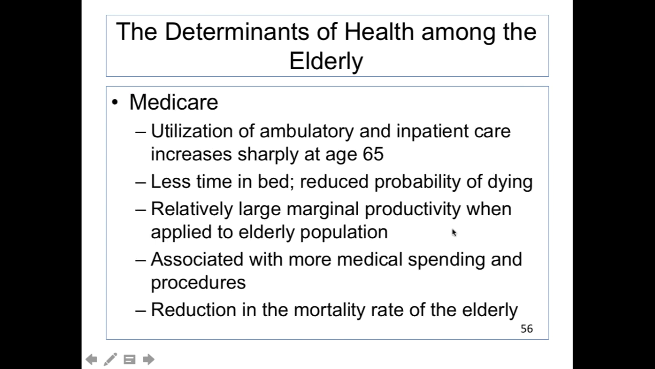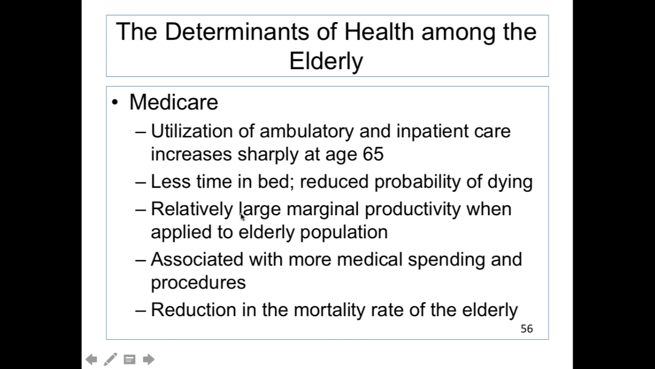On the determinants of health among the elderly, we know that Medicare utilization impacts the utilization of ambulatory and inpatient care, which increases sharply at the age of 65, because most people actually wait to get their Medicare, and those people don't have good medical insurance. So far that was the case.